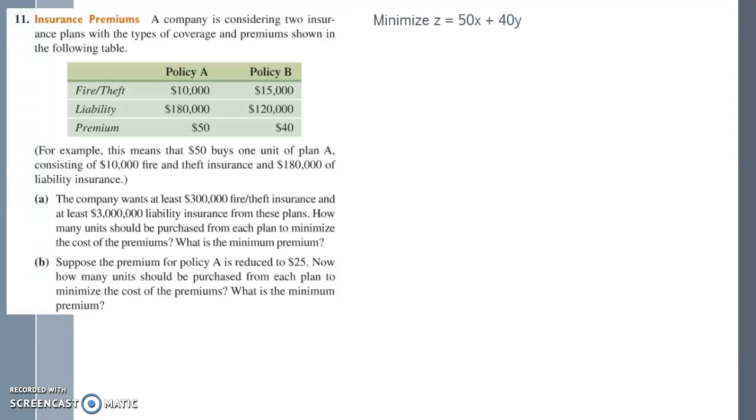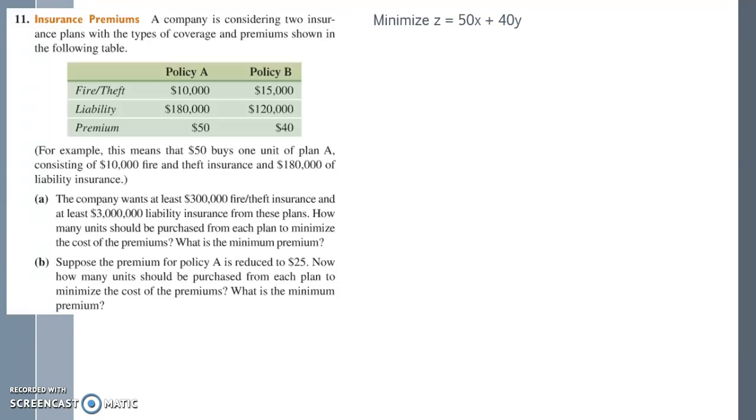So we want to minimize our z function. We want to minimize our premium. So $50 times however many units of Policy A plus $40 times however many units of Policy B. So we need to know what we need to graph.